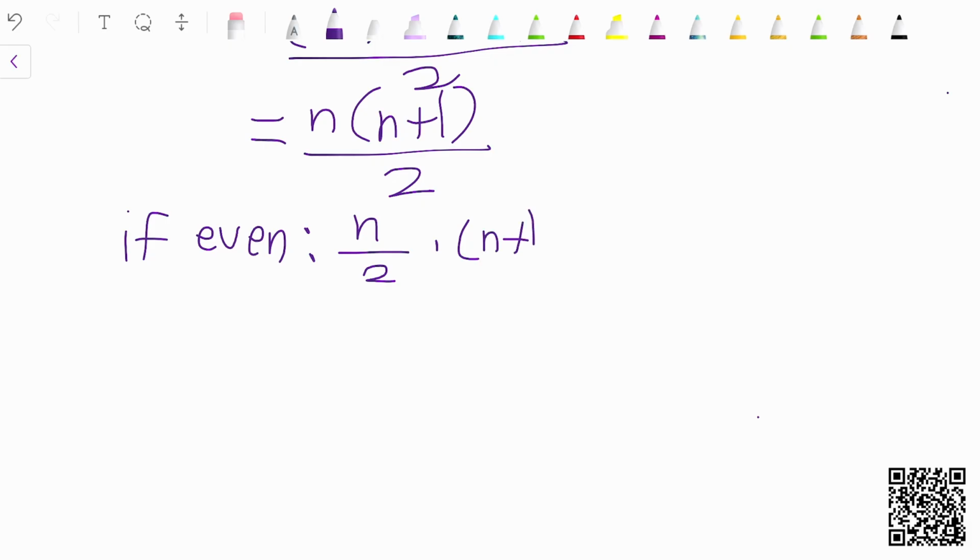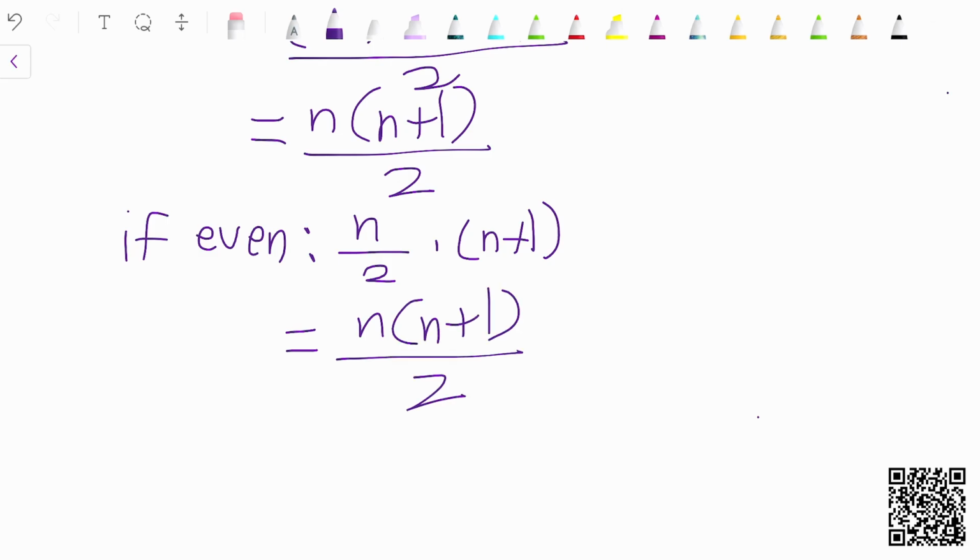N plus 1. But this time, that is basically all there is, because there is no middle number anymore, so we don't need to worry about that. So this step is a lot more simple. It's literally just n multiplied by n plus 1 divided by 2.